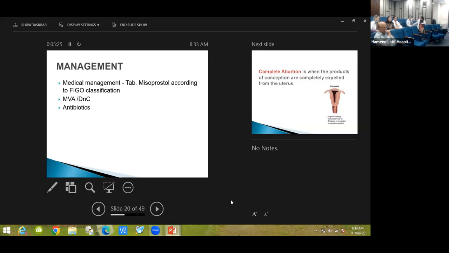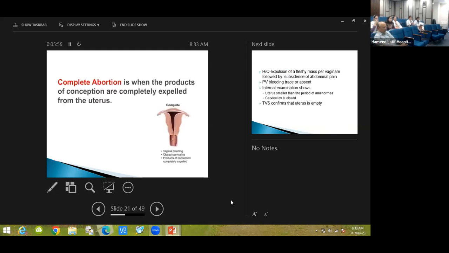Then the medical management is according to the fetal classification. The tablet misoprostol can be given sublingual or per vaginal according to the fetal classification. I've also added a table further in the presentation. Manual vacuum aspiration is preferred over D&C nowadays. That is also another management if the products of conception are not completely evacuated after the medical management. And antibiotics are definitely given in this case because there is manipulation in manual vacuum aspiration.